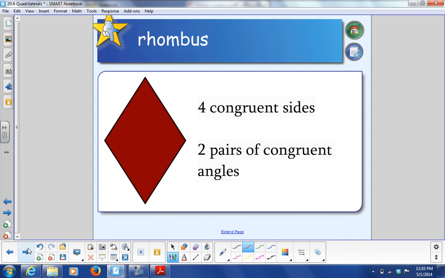All right, a rhombus. A rhombus has 4 congruent sides and 2 pairs of congruent angles. So I've got 2 of the same angle, and 4 sides of the same size. If this was a 5, this is going to be a 5, this is going to be a 5, this is going to be a 5. This angle is going to match this angle. That makes it a rhombus.